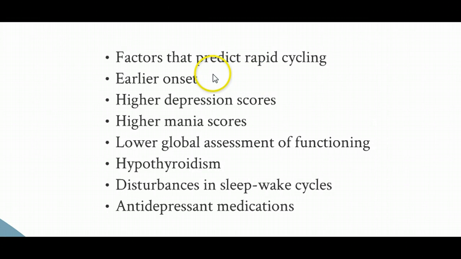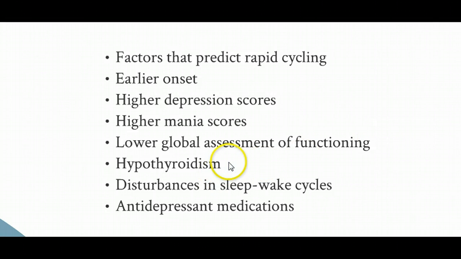But if you have an early onset of bipolar disorder, that is related to rapid cycling, higher depression scores, and higher mania scores. That means that the severity of the depression and the mania is more intense. Also, lower global assessment of functioning. If you remember the DSM 5-axis diagnostic system, that's axis 5. It's a global score of functioning. So if somebody is in the 30-40 range, that's bad.